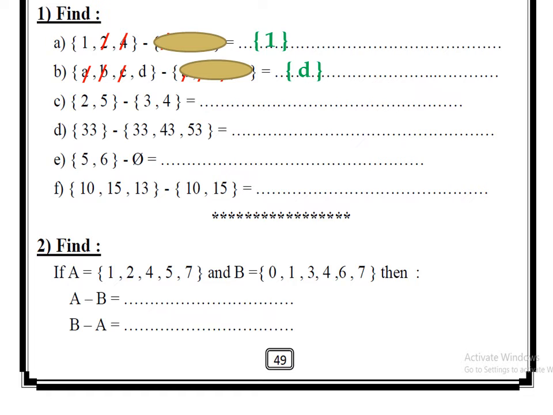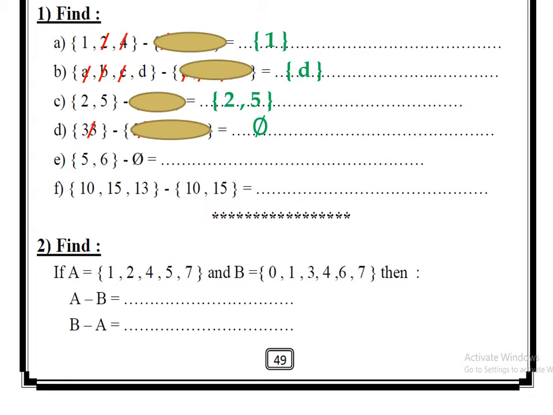C, set 2, 5 difference set 3, 4. There is nothing common between them, so I'm going to cover the second set directly. So what's left is the first set itself, which has the elements 2 and 5. Okay, set 33 difference set 33, 43, 53. I'm going to cross away the common element, then cover the second set. What's left in the first set? Nothing. So what I'm going to write is the phi sign.